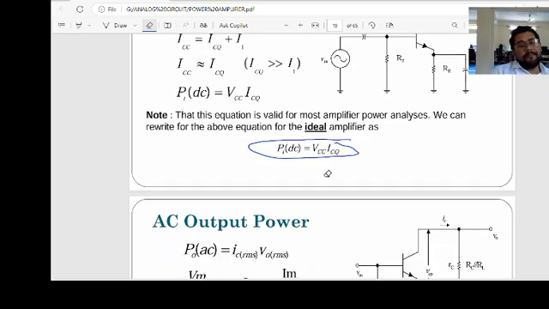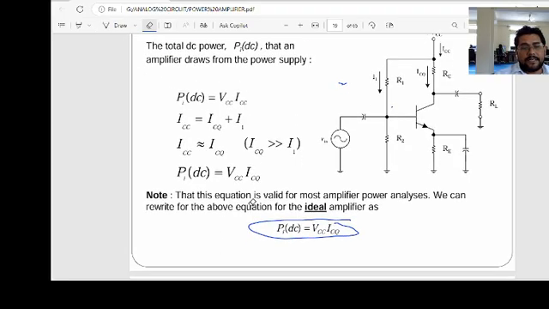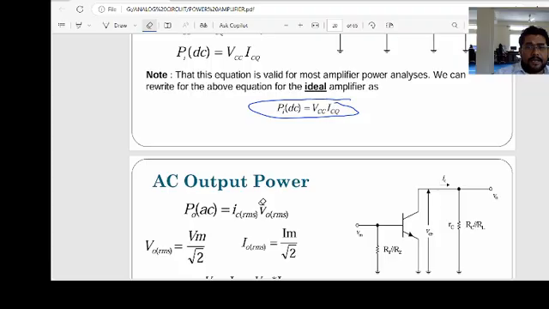We calculate the DC power, which is nothing but, at the quiescent point, the current flowing through the transistor and the supply voltage. The multiplication of these two things is called the DC power. Next we will see the ideal case.